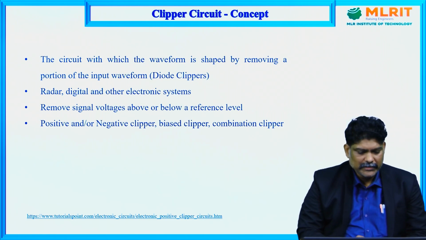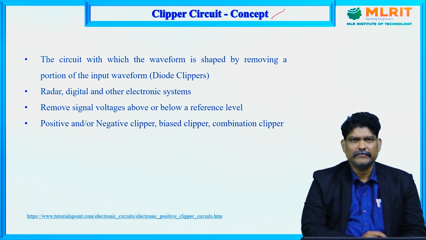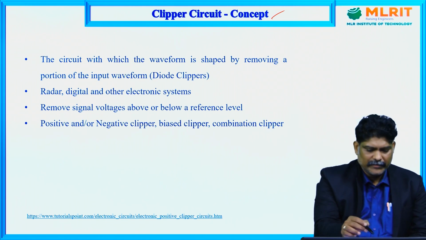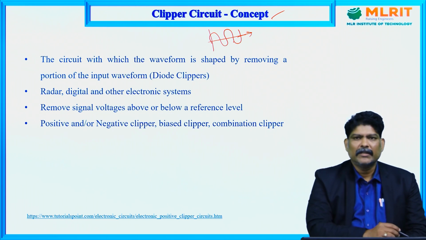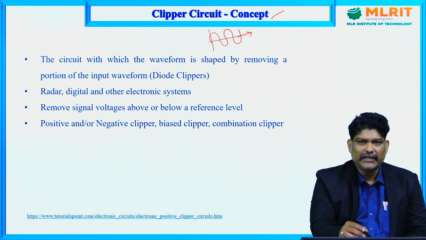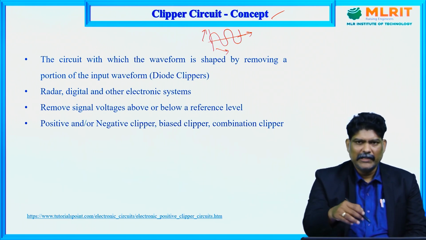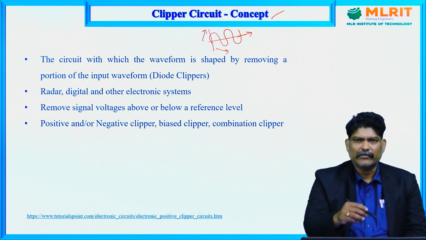So let us discuss the clipper circuit. What is a basic clipper? A clipper means adding a DC voltage level to a particular signal. For example, this is an AC signal. If you want to shift this signal to either the positive side or the negative side, then we use clipper circuits. Clip off means removing. So your clipper circuit removes either the positive half or the negative half.